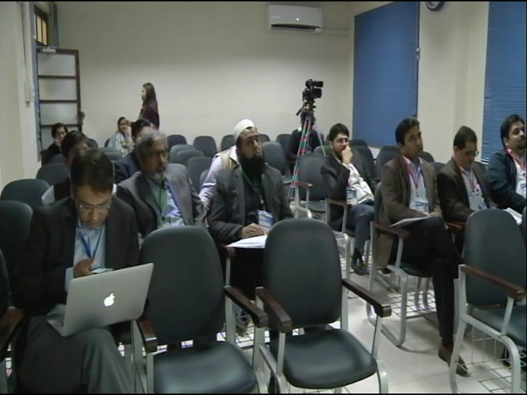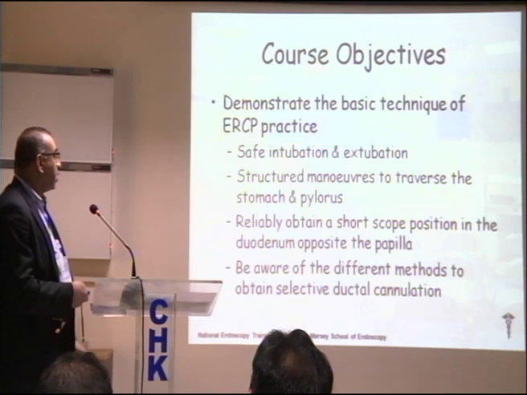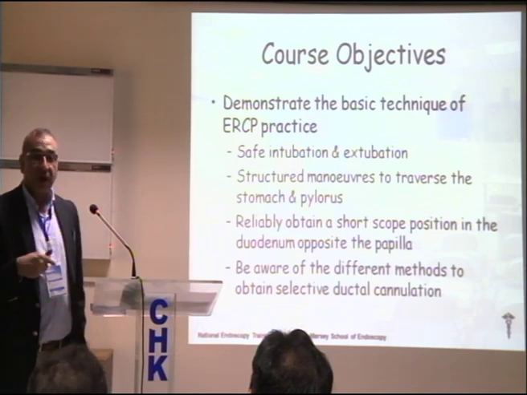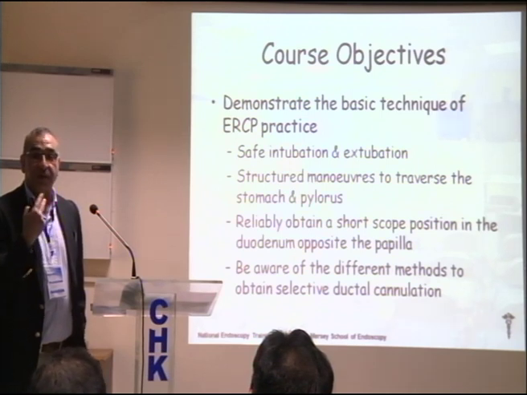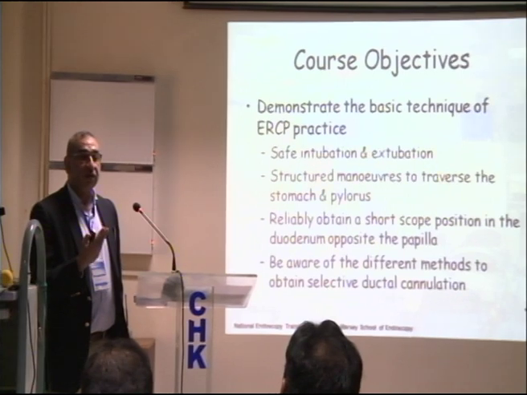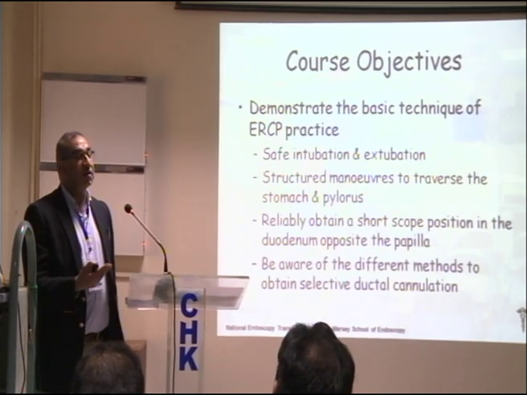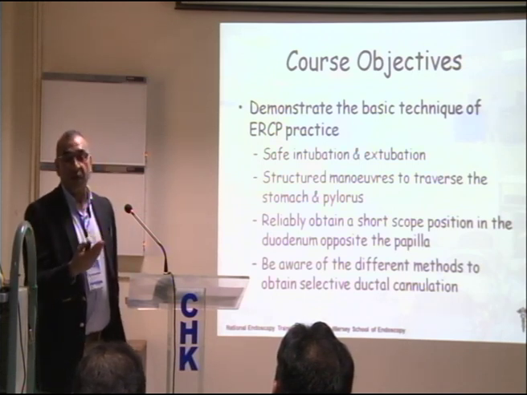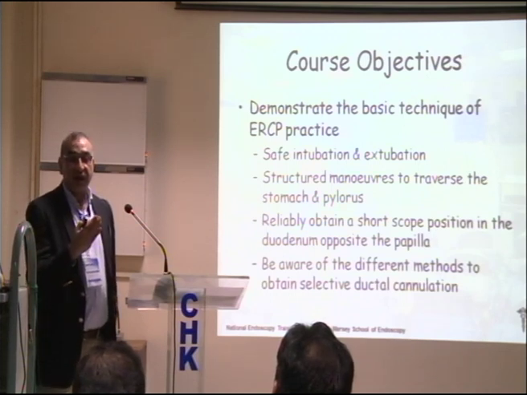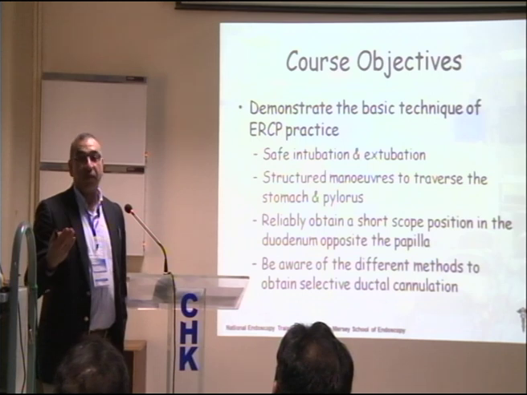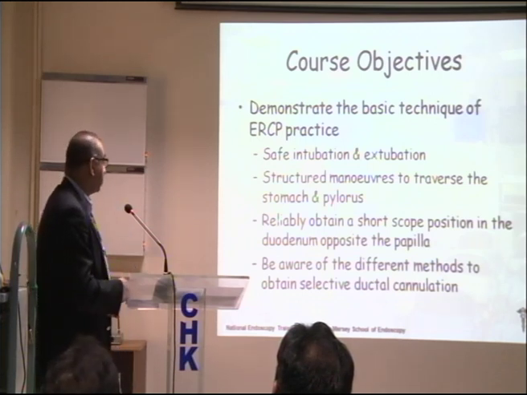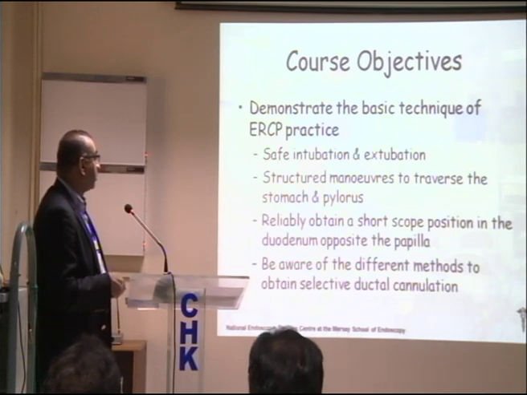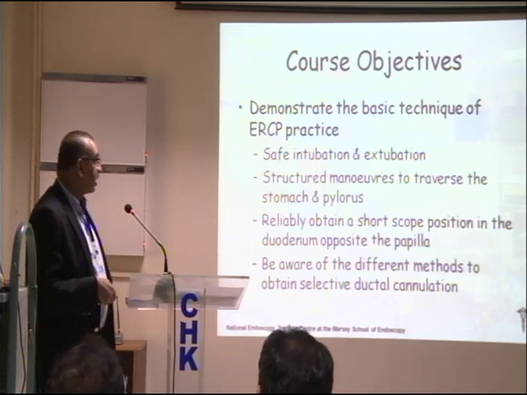So we teach you structured maneuvers to traverse the stomach and into the pylorus and obtain a short scope position, because once you are in the pylorus, you are opposite the papilla. The most important thing is position, position, position. Don't even touch your cannulas unless you have got yourself into an optimum position. Otherwise, if you are trying to cannulate from a suboptimal position, it will be impossible. It's difficult enough to get good cannulation from an ideal position. So try not to mess around from far. Always get yourself into a good position before you touch any accessories.